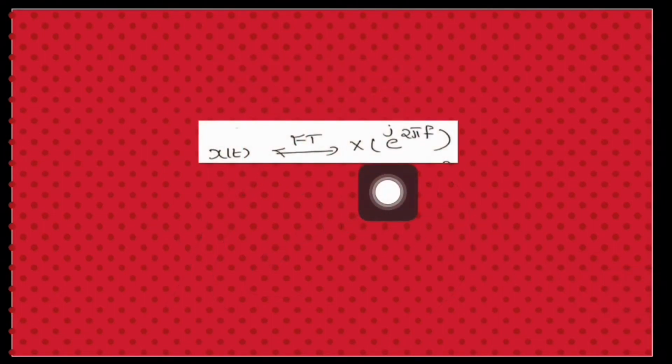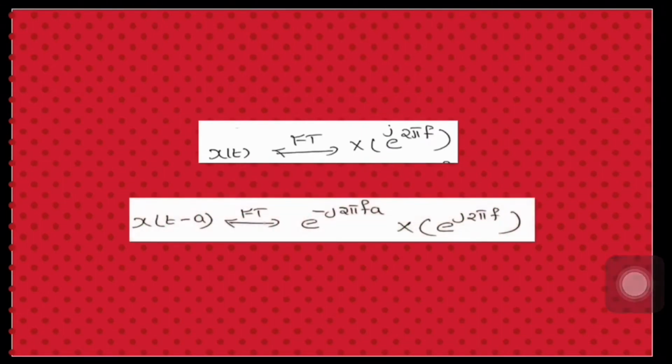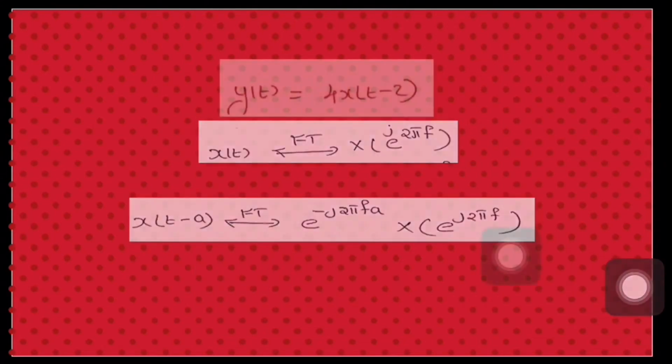If X of e raised to j 2 pi f is the Fourier transform of x of t, then the Fourier transform of x of t minus a is e raised to minus j 2 pi f a times X of e raised to j 2 pi f, where a is a constant. Got it?